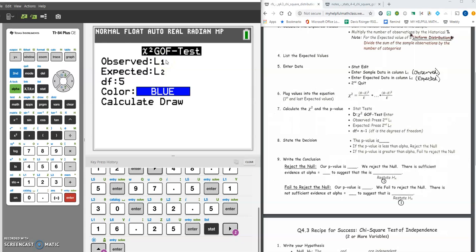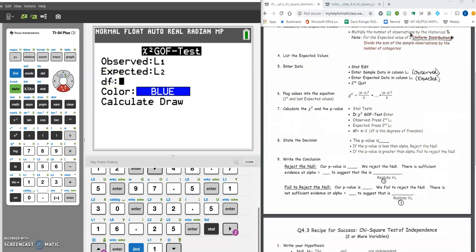Notice, observed says press second L1. This already says L1, so no change needed, and expected is press second L2. Again, no need. Should you have to change that, I'll go over that. That is second, and then my L1 is right there above the 1 because it's blue and blue, and there's my L1. Second L2 would then be my expected.